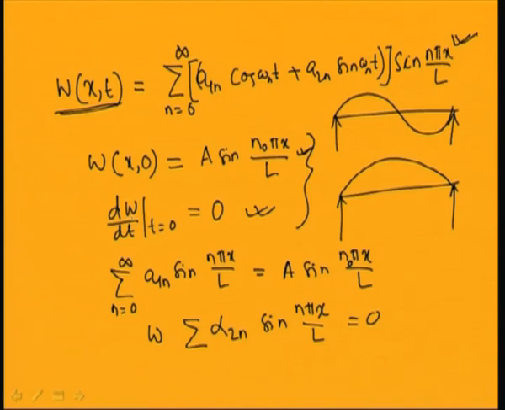Similarly, differentiating this expression, I can write dw/dt at t equal to 0. Differentiating it once, the cos will become sin, so the A1n term goes to A1n into 0, and this becomes A2n, since the other cos becomes 1. So, A2n sin(n pi x/L) equal to 0. Let this be equation 1, this is 2, and this is equation 3.